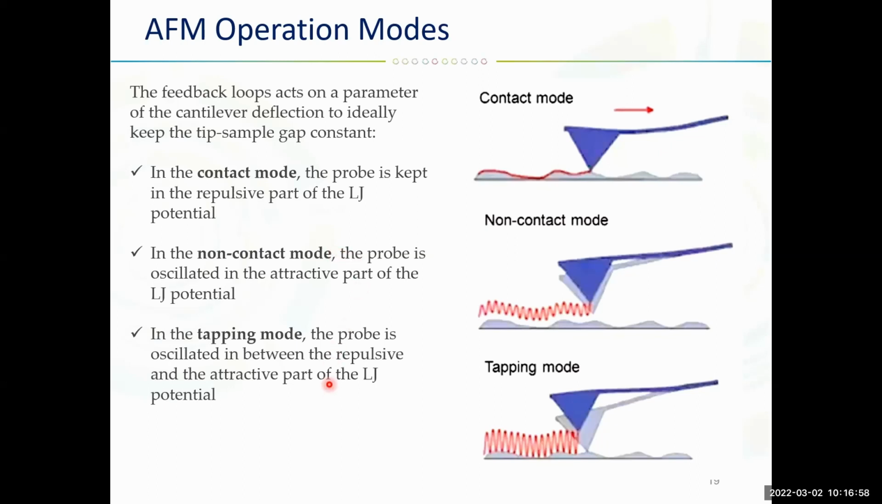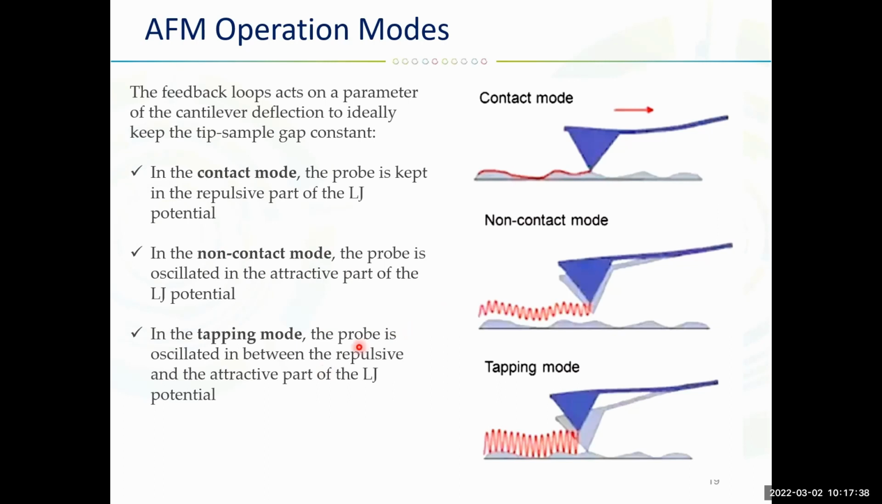Okay, and then next is tapping mode, which is one of the most popular modes. Tapping mode oscillates slightly below its resonant frequency. Just to remind you, in non-contact mode we oscillate slightly above the resonant frequency. Here, we oscillate slightly below. The amplitude of oscillation typically ranges from 20 to 100 nanometers, and the tip slightly taps on the sample surface. So it's touching, but not constantly like in contact mode.